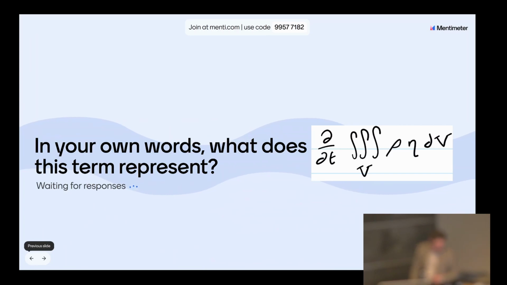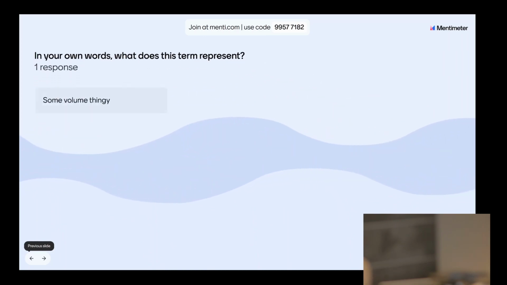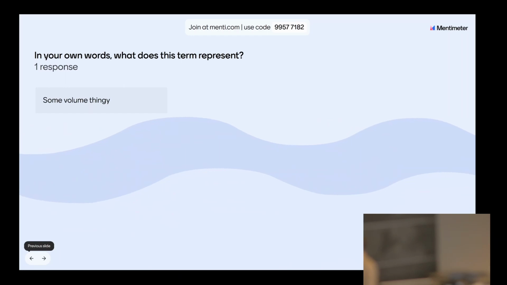Okay, here we go. In your own words, what is this term here? This appears in the Reynolds transport theorem. You're not allowed to put down what I just put, even though I know many of you will. Try and describe this in your own words.